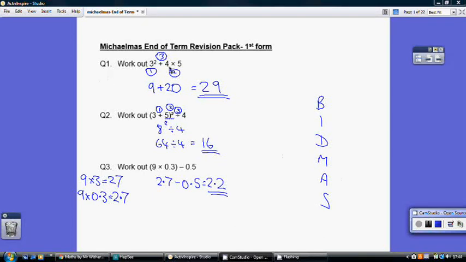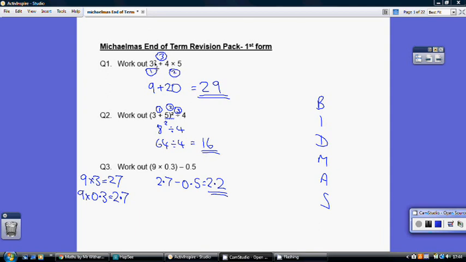So, question 1, we have to follow BIDMAS because we've got various operations going on. And remember, with BIDMAS, this means we do any brackets first, then indices, that's powers, then division, then multiplication, then addition or subtraction. So with question number 1, we've got to start off with indices because we don't have any brackets. So the squaring will come first, secondly will come the multiplication, and only thirdly will come in the addition.